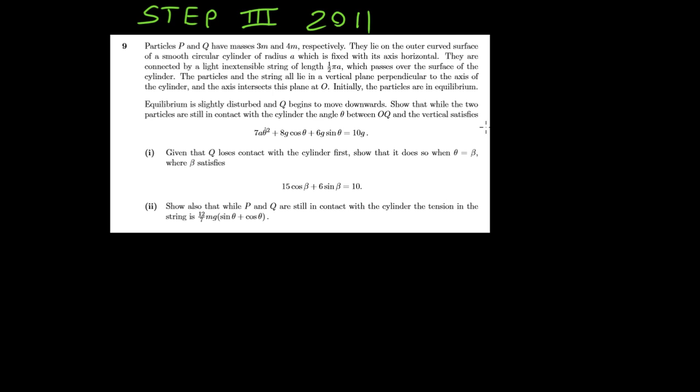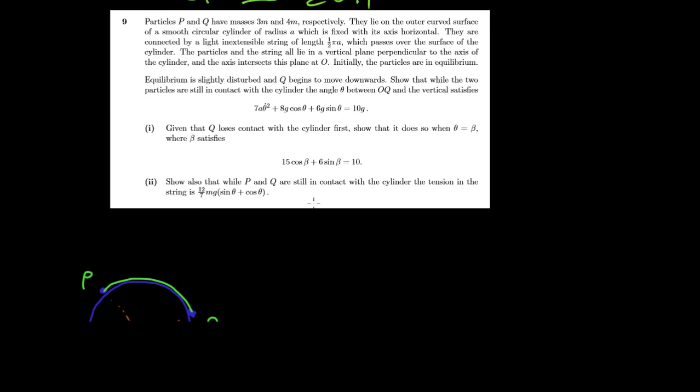Okay, all we have really to think about here is a cylinder like this, with the particles on the outer surface of the cylinder, and they are connected by a string like that. And at first they're in equilibrium. So if we draw on the center of the cylinder, this one is P, this one is Q, and the line between them is like that. Okay, so that's really the information there.